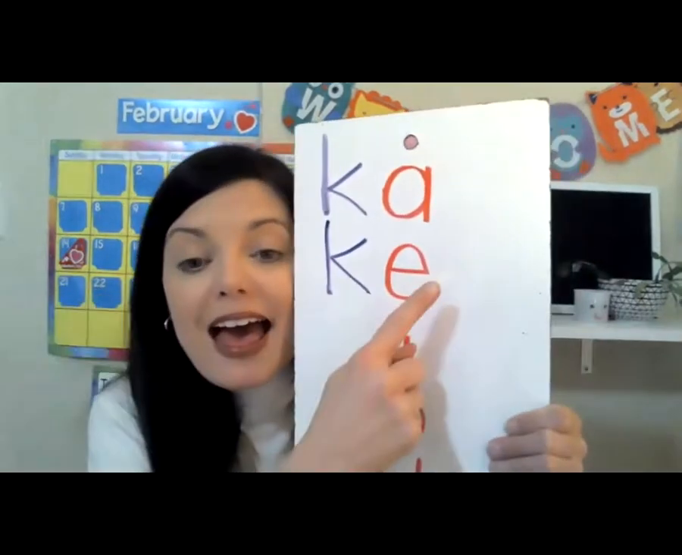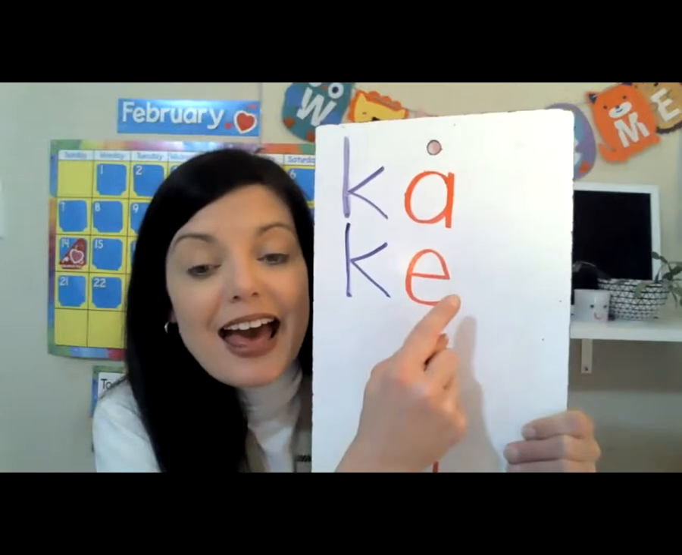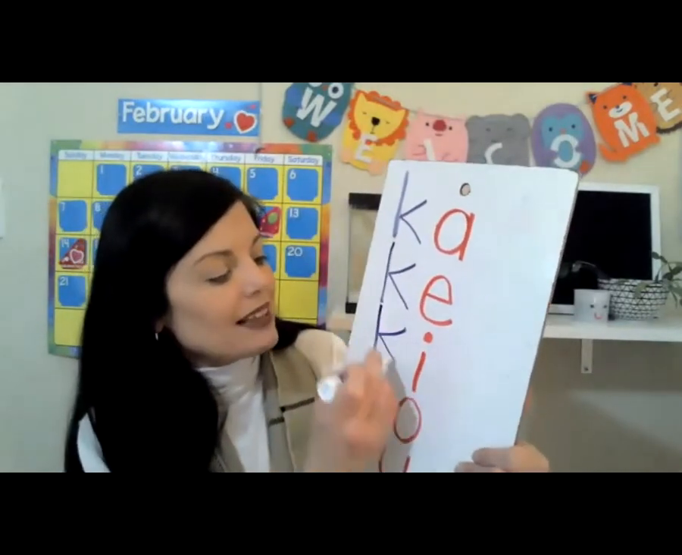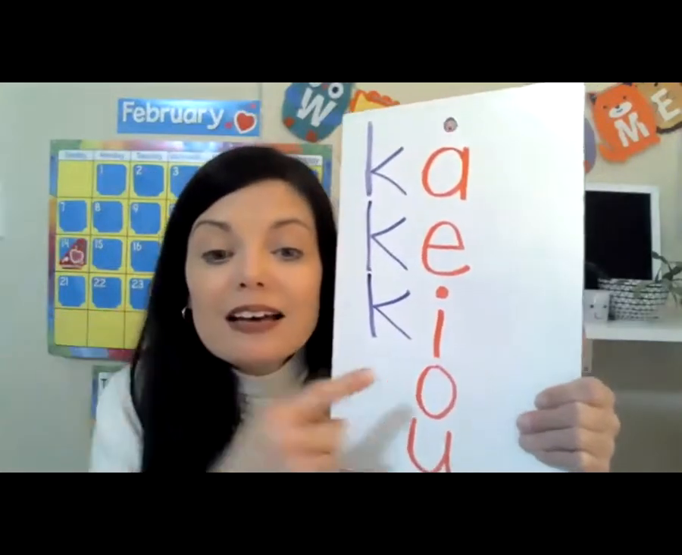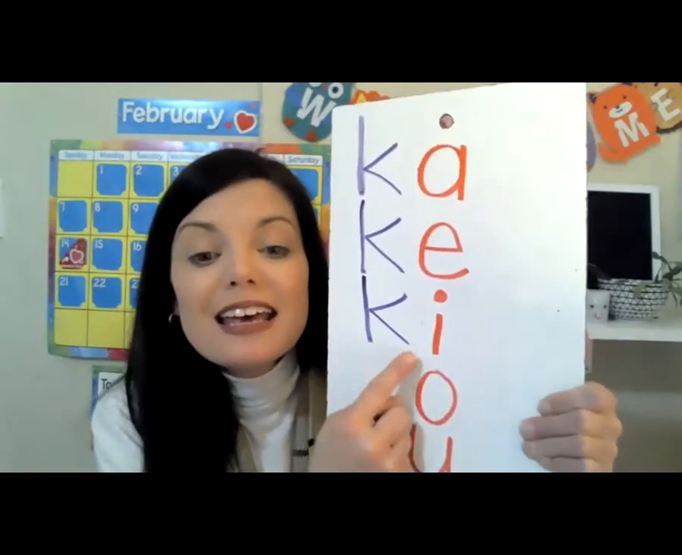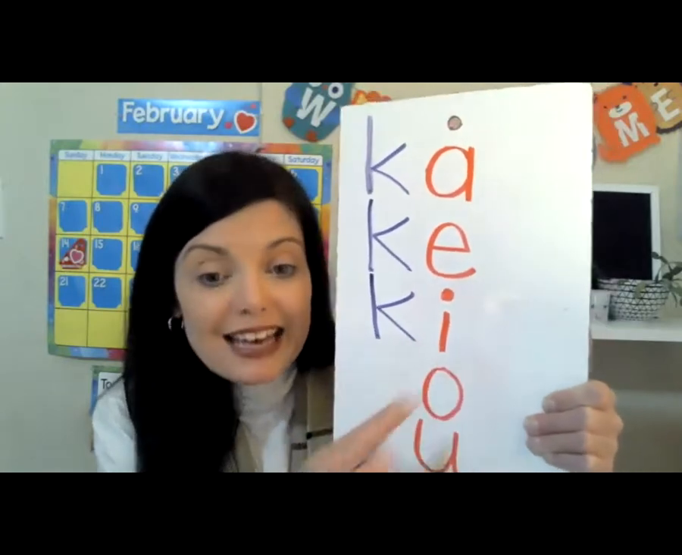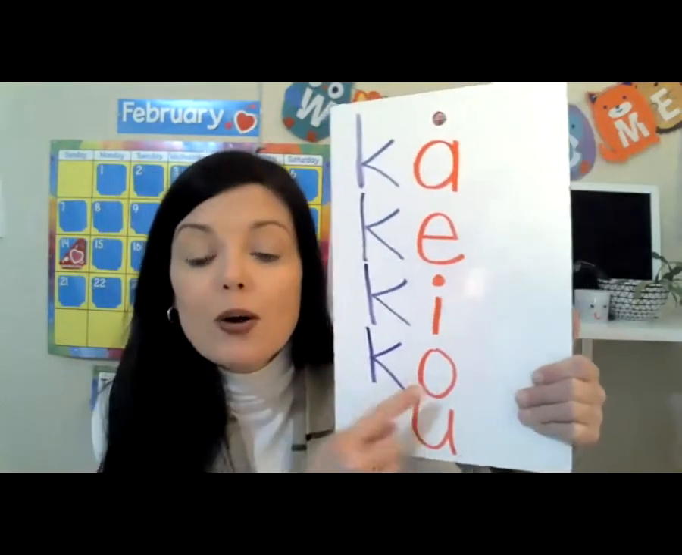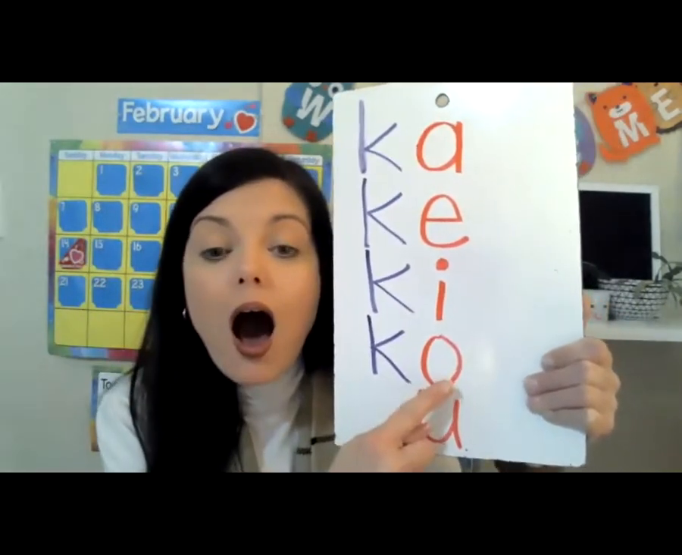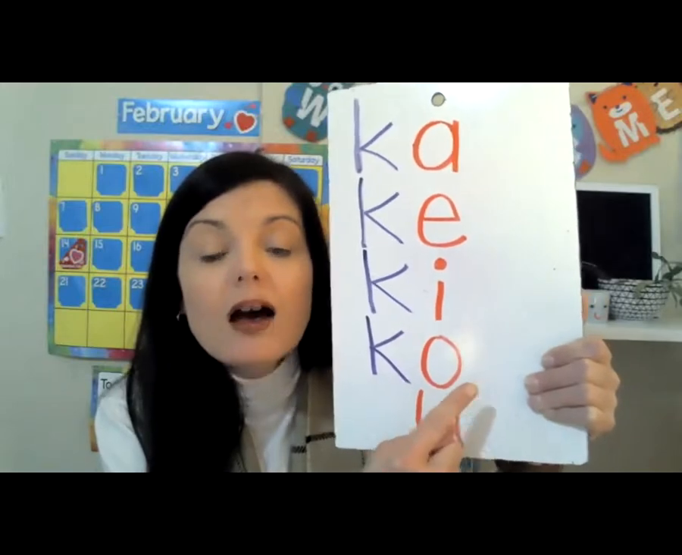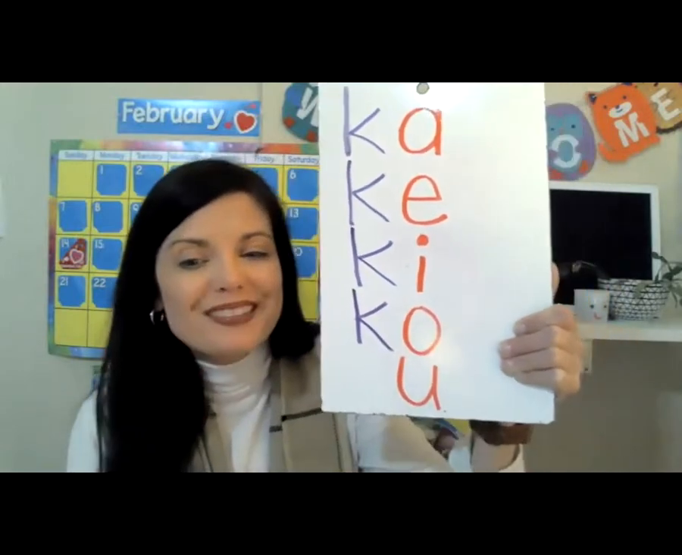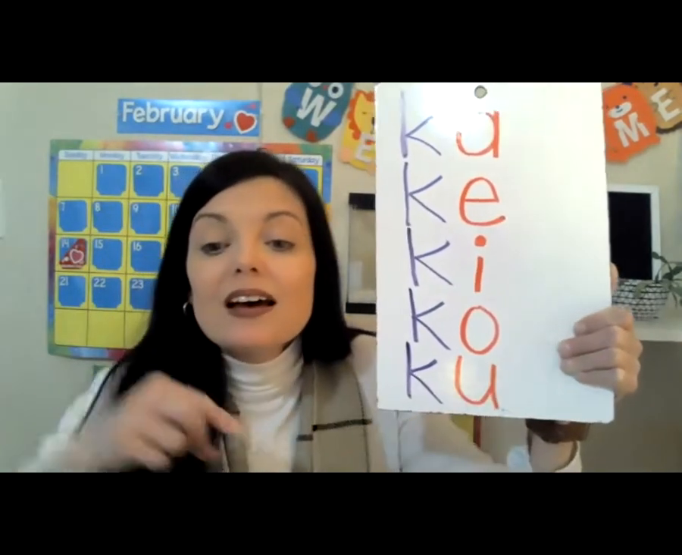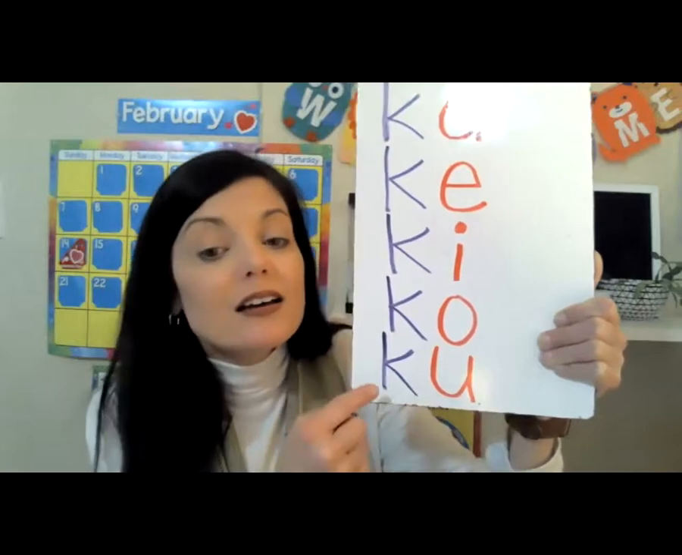K, e, ke, ke. Let's blend K with the letter I. K, I, ki, ki. Let's blend K with the letter O. K, o, ko, ko. Let's blend K with the letter U. K, u, ku, ku.